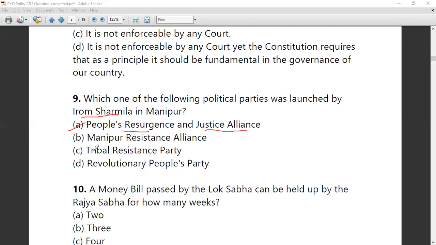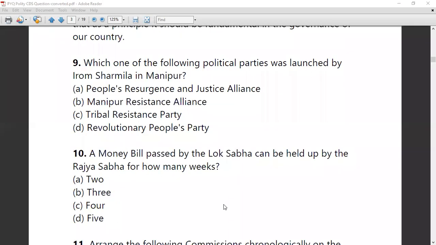Yes, next we'll see. In this video, we'll discuss question number 10. Here you can see in question number 10, it says a money bill passed by the Lok Sabha. See, first of all, I'll tell you what a money bill is. Ladies and gentlemen, any bill which deals with taxation, banking systems, financial systems, and some sort of revenues, and which directly affects individual livelihood in monetary terms, will be considered a money bill.